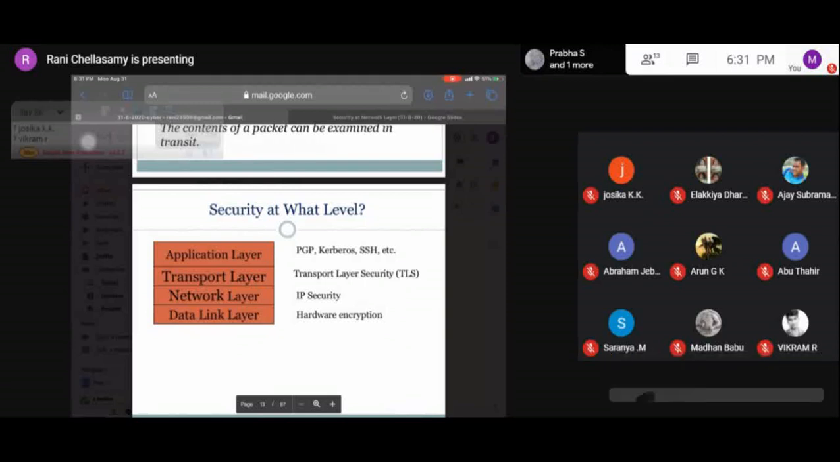And at the data link layer, we'll be using hardware encryption. So far we have seen the internet threats and the disadvantages or security issues at the network layer. To overcome all these limitations, we go for security at each and every level or layer.